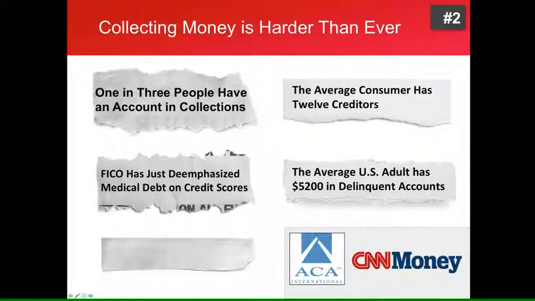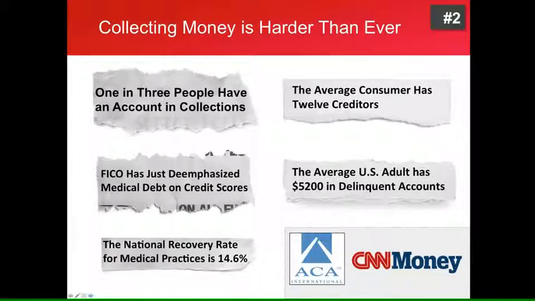Next, the average U.S. adult has $5,200 in delinquent accounts. Now that takes into consideration people that have none and people that have hundreds of thousands of dollars, but the average for all of us, $5,200. The national recovery rate last year for dentists and medical practices was 14.6, so about 1.5 out of every 10 accounts that goes to a collection agency or a collection attorney is collected. The sources here are CNN Money, and ACA, of course, does the recovery percentages. So you can see with all these things together, it's easy to understand why collecting money can be so challenging.